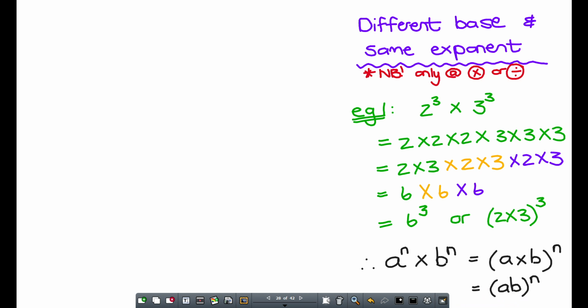You have to have brackets, because let's say I take these brackets away. Who does that n apply to now? Only the b. So in this case, the brackets is very important.